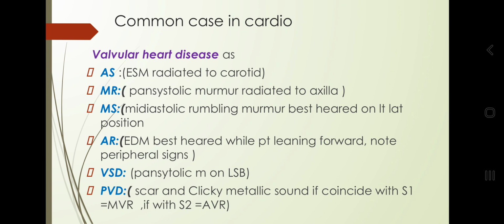You hear murmur in the apex, maybe mitral regurg. So when you put stethoscope in the axilla, if no murmur, so this is aortic stenosis only. Listen and concentrate.